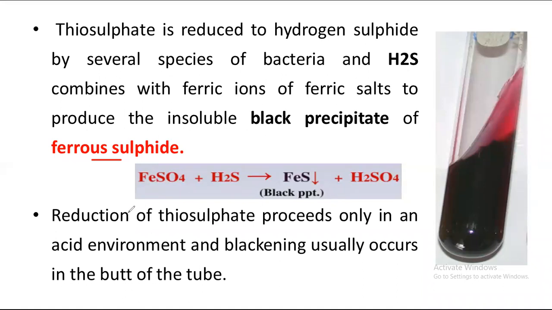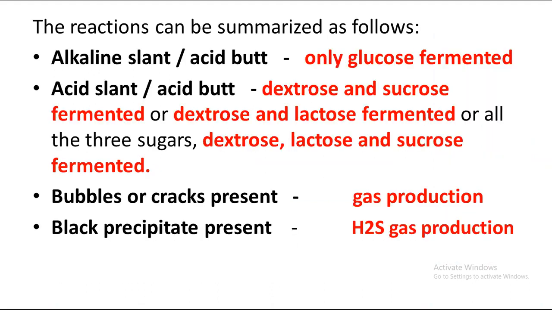So that's why, and the reduction of thiosulfate proceeds only in an acid environment, and blackening usually occurs in the butt of the tube, and this is basically the acid. Okay, the H2SO4, this is the acid. But what happens is that it produces this black precipitate of ferrous sulfide. So if someone asks you why this black color appears, you should tell them that it is just because of the production of H2S, and this H2S combines with the ferric ions and ferric salts, and ferrous sulfide is produced. Okay, so keep this in mind.